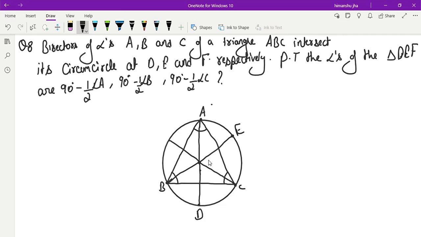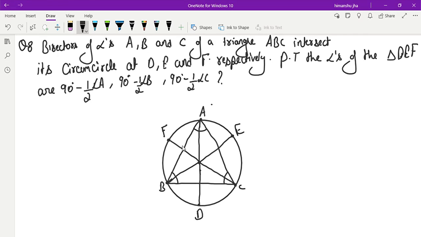Do you know about the point of intersection of the internal angle bisectors? In a triangle, the point of concurrency of the internal angle bisectors is known as the incenter. Have you heard of incenter, guys? No problem. In future you will study it anyway.